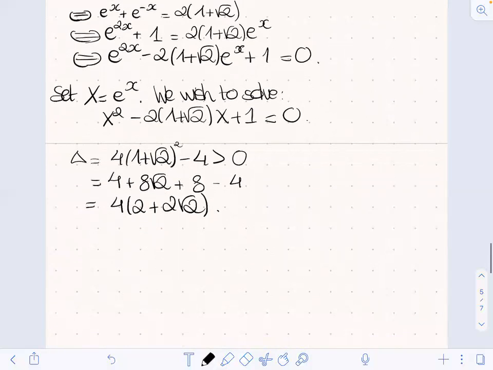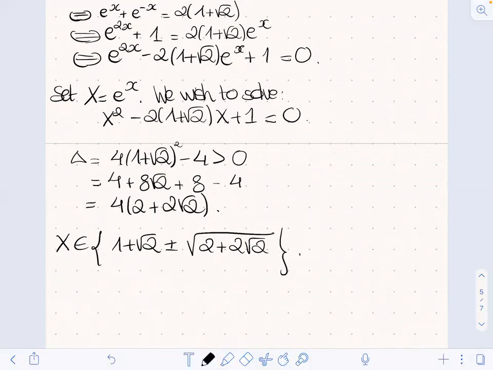Okay, so we get 2 possibilities. We get minus b minus square root of delta divided by 2a, or the one where we take the other sign. So we get 1 plus square root of 2, plus or minus the square root of this thing simplified by 2, so 4 basically disappears, and we've got square root of this term. So it's either 1 plus square root of 2 plus square root of 2 plus 2 square root of 2, or the thing with the minus sign. Okay, and then how can you reach the solutions once you get this?